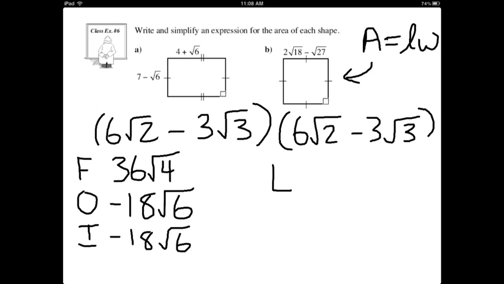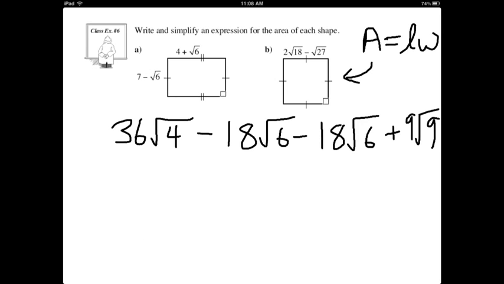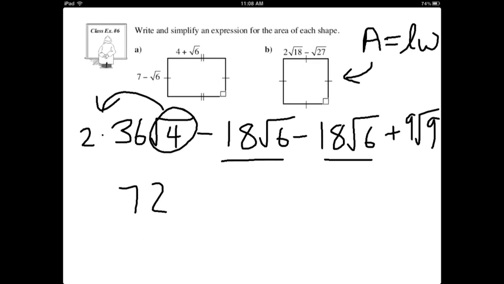And last, you have negative 3 root 3 times by a negative 3 root 3. That's going to be a positive 9 root 9. Simplifying this, the square root of 4 is just 2, so you're going to be multiplying that 36 by 2. That's going to be 72. You can collect these two together. What you're going to be left with is negative 36 root 6.